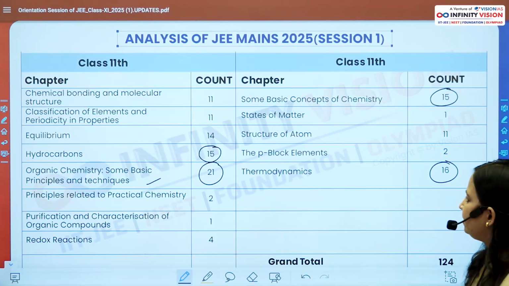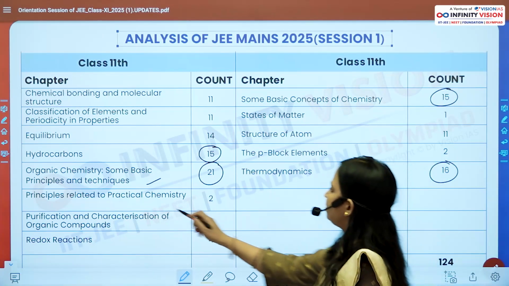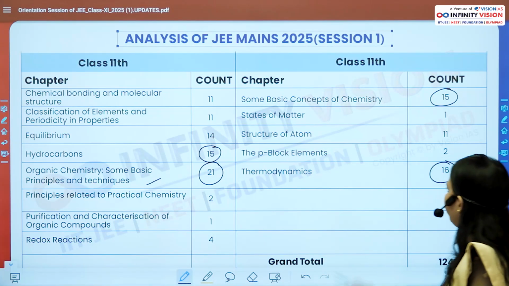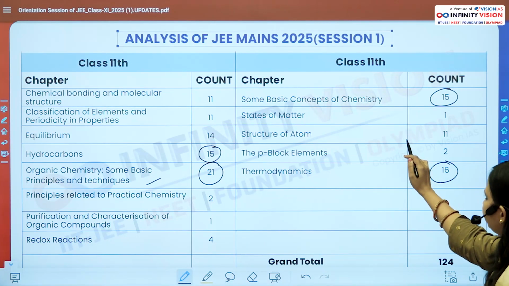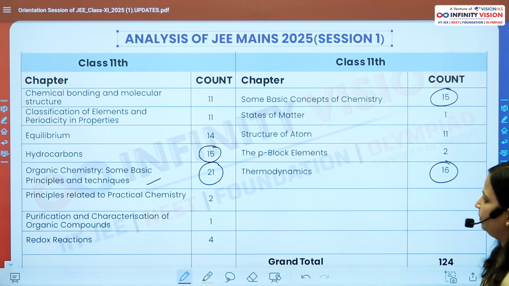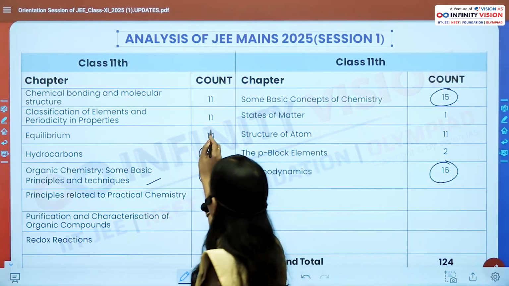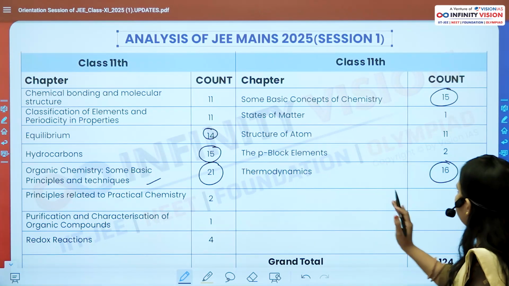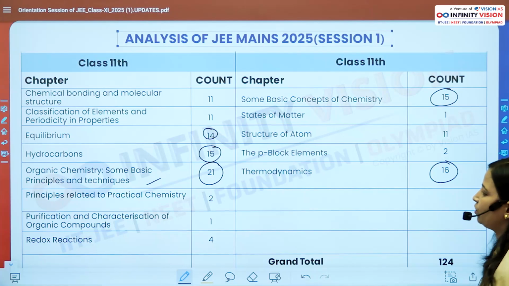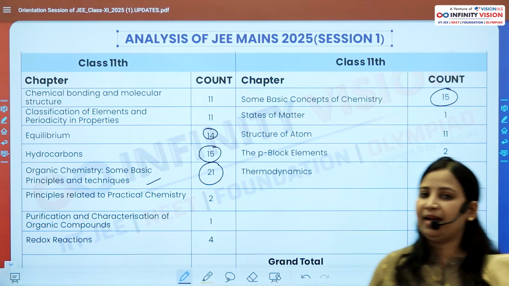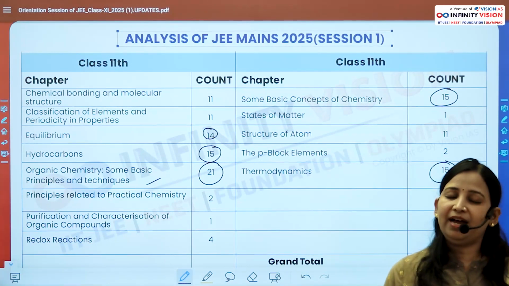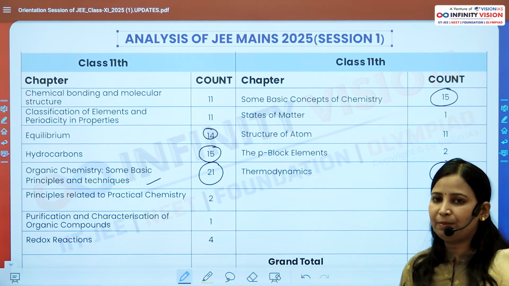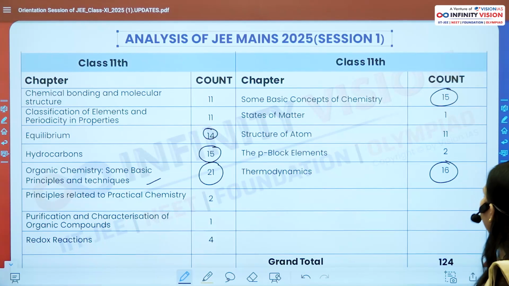We can see that the maximum number of questions is asked from organic chemistry, some basic principles and techniques, followed by thermodynamics, some basic concepts of chemistry, hydrocarbons, and also equilibrium, where the number is quite high. These chapters, from which the maximum number of questions are asked, are very high weightage chapters, and they are most important for our JEE Mains preparation.